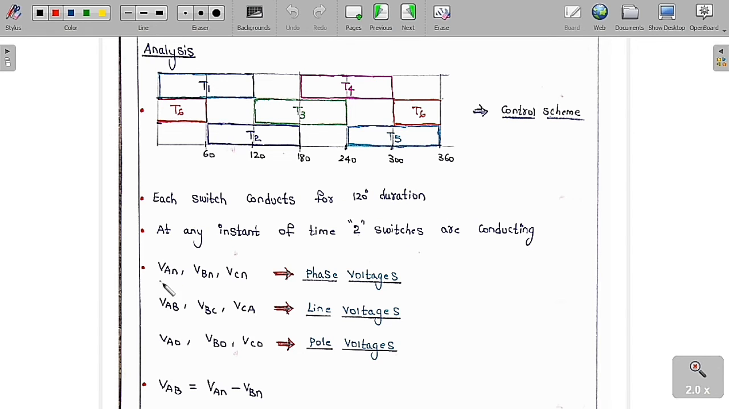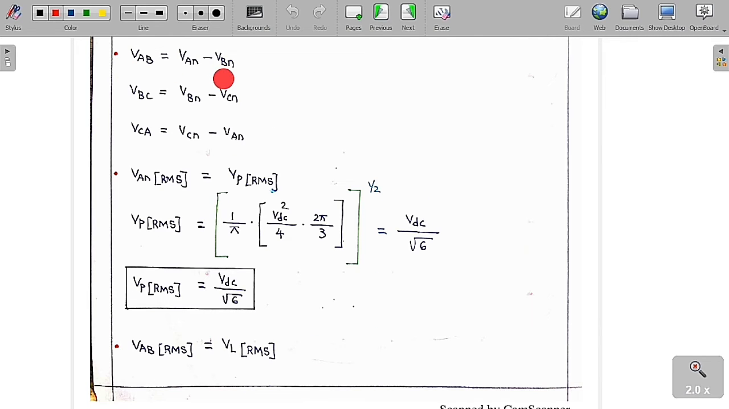The phase voltages VAN, VBN and VCN are called the phase voltages, and the line voltages VAB, VBC and VCA are called the line voltages, and the pole voltages VA0, VB0 and VC0 are called the pole voltages. The line voltage is a subtraction of the phase voltages.